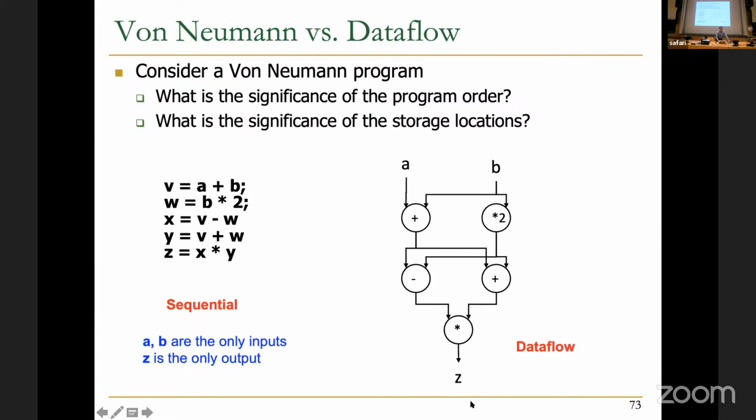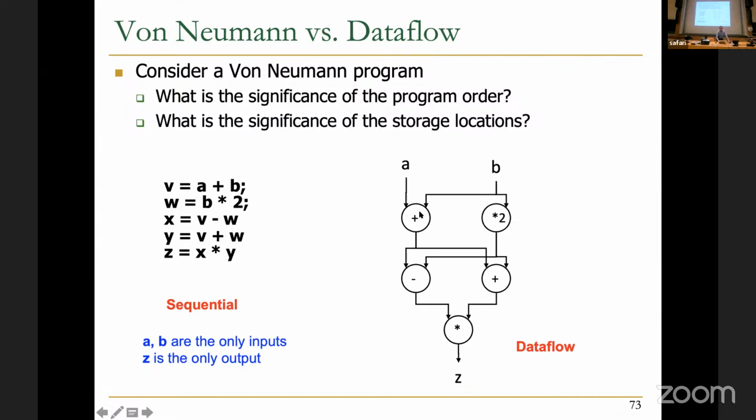So you see A, B, and Z. Only these need to be stored in registers, perhaps, right? Everything else can be communicated directly between instructions. So there could be temporary values. It could be interconnect, for example. So basically, you can specify your instructions this way. This is my instruction, and the result goes to this instruction, right?